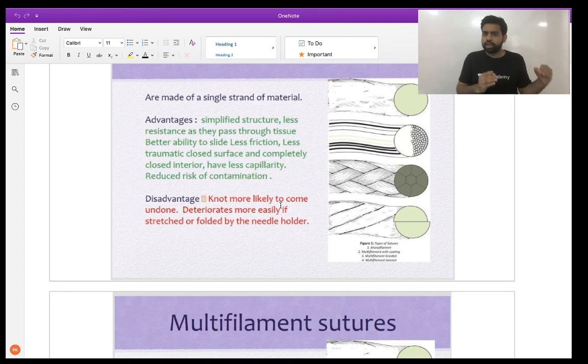So the knot security is less in monofilament suture. And what else? If you catch hold of this monofilament suture with a needle holder or something, it breaks very easily. This is not important, that is fine. The only disadvantage you have to remember is that the knot security is very less. If you tie a knot, it has more tendency to untie itself. So this is important. Please understand this. Then what else?